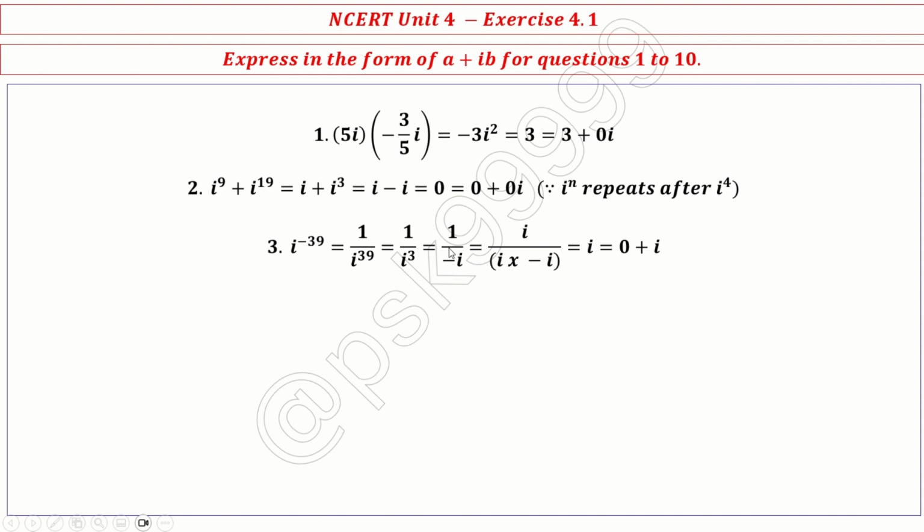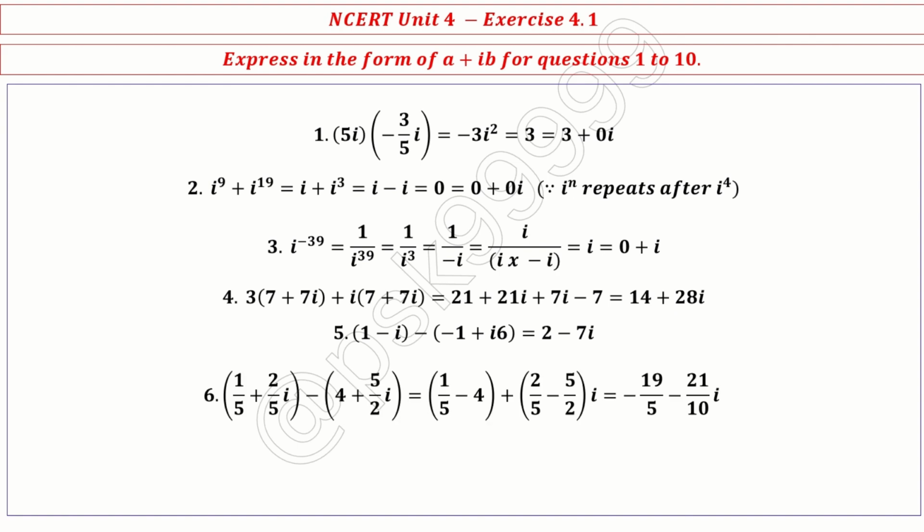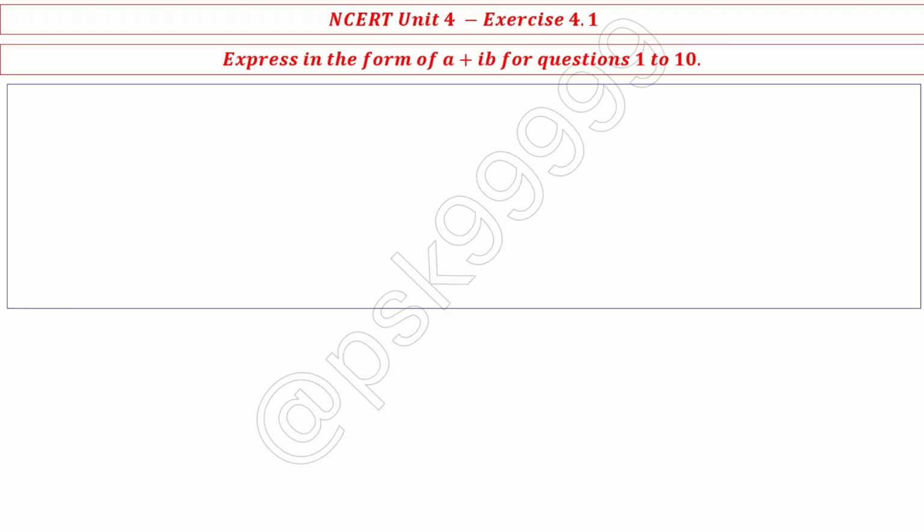How will you get it? You multiply numerator and denominator with i, then i by i into minus i. In this case, it is minus 1 by i, so it will become plus i. If it is 1 by i, it will become minus i. So this is the important one. Note it down. Other things I think are straightforward. You can do it yourself up to 10. There is nothing special in this.